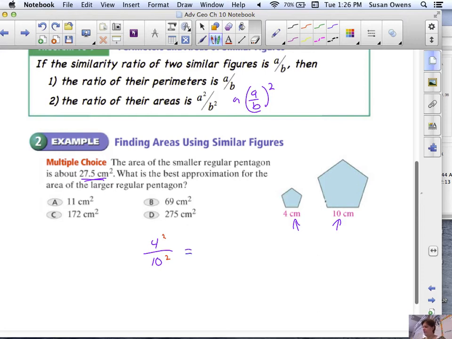Now what I can do is I can set up my proportion and I can say, well, it tells me the smaller one is 27.5. So I can put 27.5 here and I can put x here. So that's going to be 16x equals 27.5 times 100, so that'll move it twice. And then divide by 16. So 2750 divided by 16 is about 171.875 actually, exactly. So if you look at my answers, I'm looking for the 172 one. So there's my answers, centimeters squared.